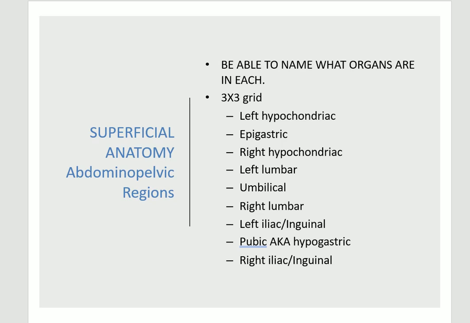Lumbar always means back. So left and right lumbar regions are going to be around the left and right back area. And then left and right iliac or inguinal regions, that's going to be the pelvic or the groin area. So we talked epigastric, above the stomach. We also have hypogastric, which is below the stomach. And then between those is the umbilical region, so right behind the belly button.